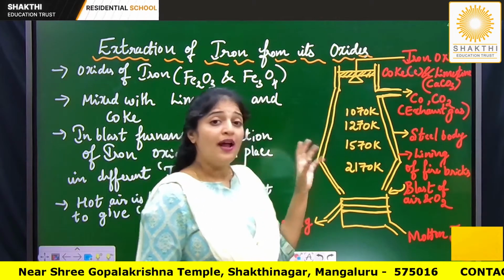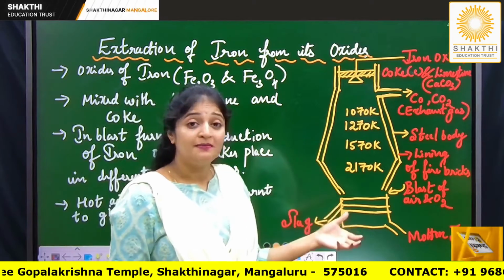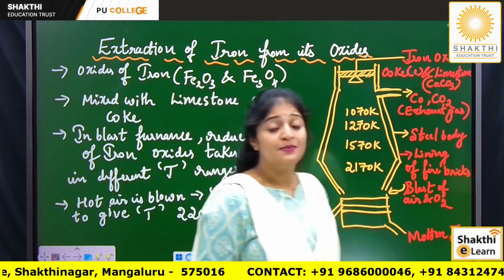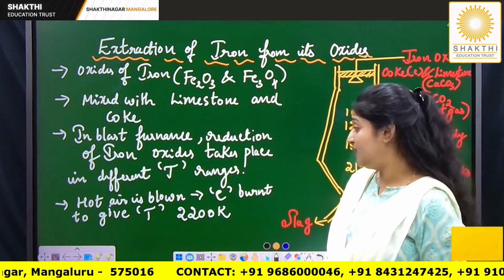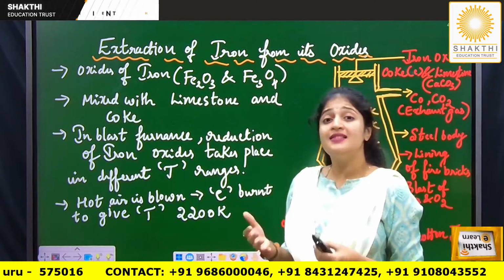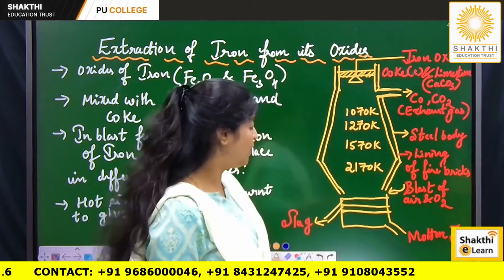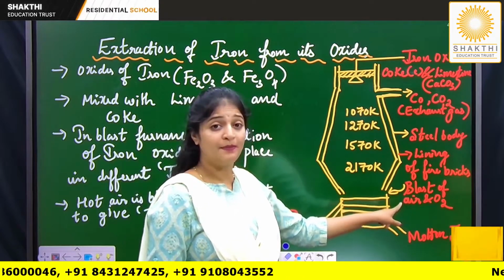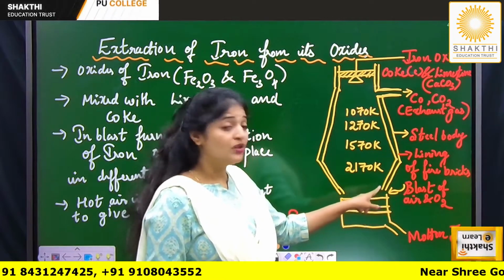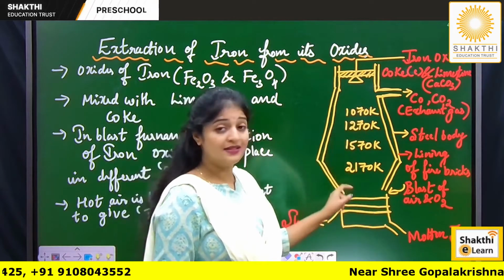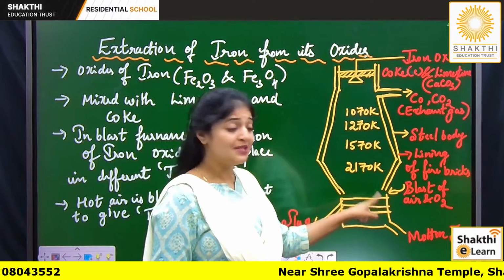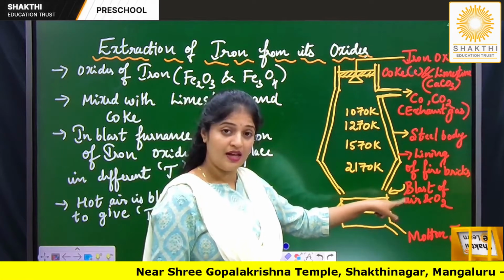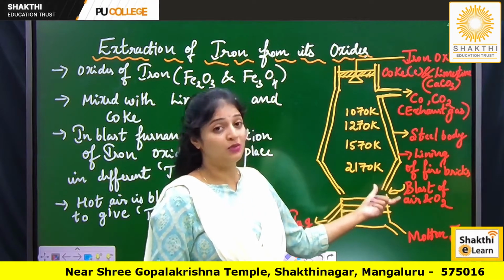Then what reactions will be taking place in this process? You know that the process will take place at different temperature gradients. When there is a supply of hot air from the bottom of the blast furnace, this end, you are going to supply hot air. There will be the presence of coke, that is carbon. The reaction takes place between the carbon and the blast of air, which results in the formation of carbon monoxide.